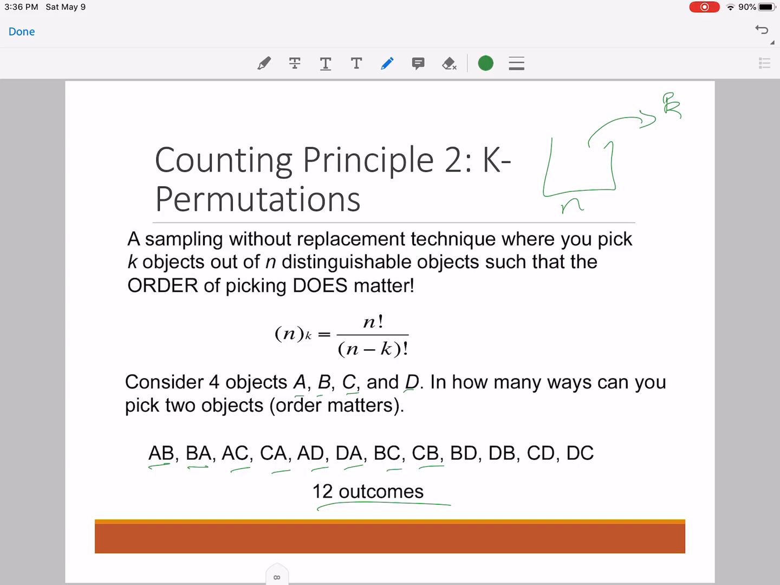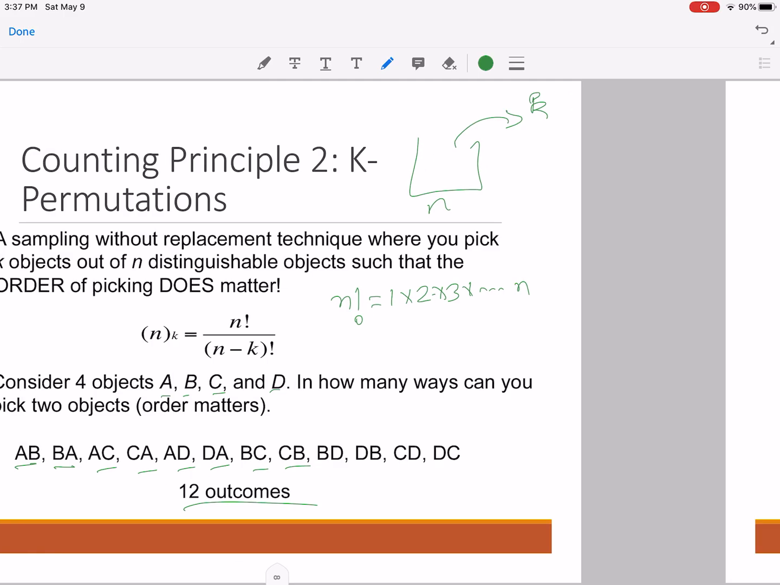If you were to generalize this mathematically, and this can be proved using induction techniques, which I would not go into in this case, you'll find that the number of ways in which you can pick k objects without replacement such that order matters is n permute k, which is equal to n factorial over n minus k factorial, where n factorial is equal to 1 times 2 times 3 times so on until n. So apply this formula to find the number of ways in which you can pick k objects out of n without replacement such that order matters. This is counting principle number 2.